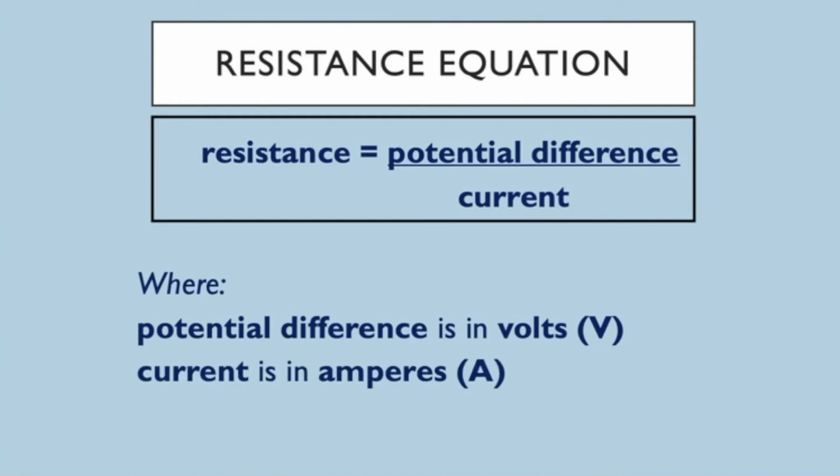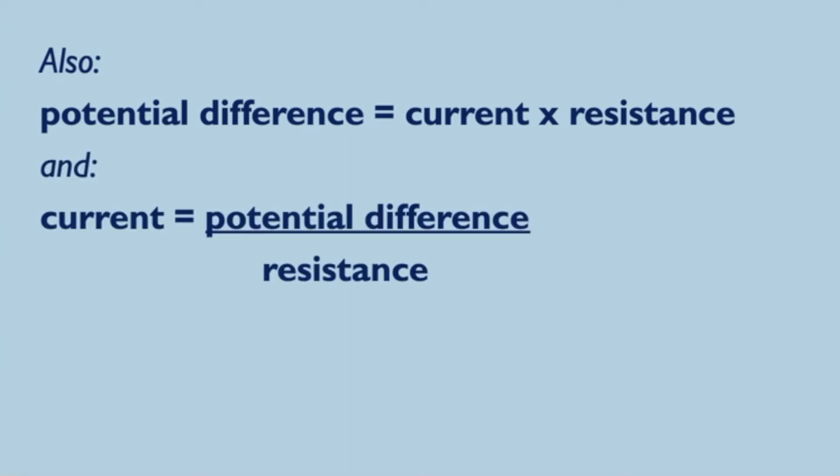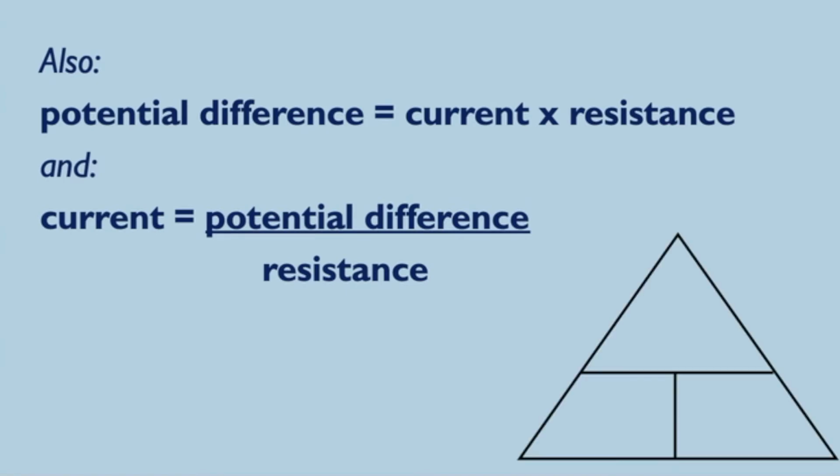Potential difference is measured in volts, current is measured in amperes or amps, and resistance is measured in ohms. If we rearrange that equation, we get potential difference equals current times resistance, and current equals potential difference divided by resistance. One way to rearrange the equation is a triangle that looks like this: potential difference on the top, and then current and resistance on the bottom.